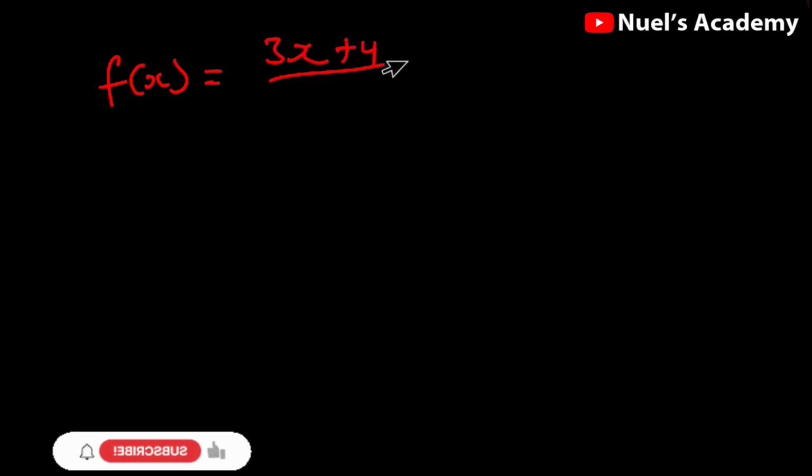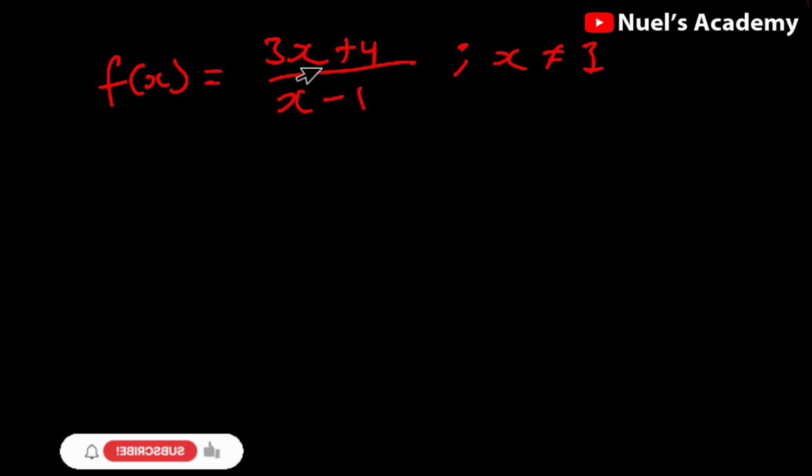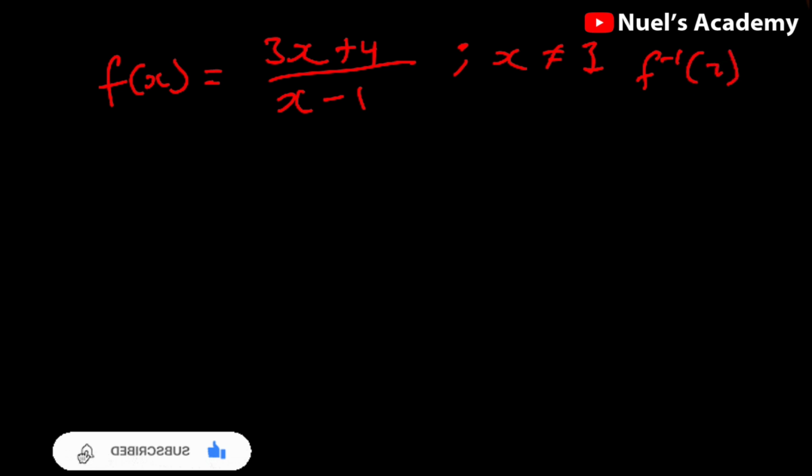Let's solve this question. f of x is equal to 3x plus 4 over x minus 1, given the condition that x is not equal to 1. This is to prevent the function from being undefined. If x is equal to 1, it means that this function is undefined. So for that not to happen, we said that x cannot equal 1. We are also asked to evaluate f inverse of 2. But first, let's determine the inverse of this function.